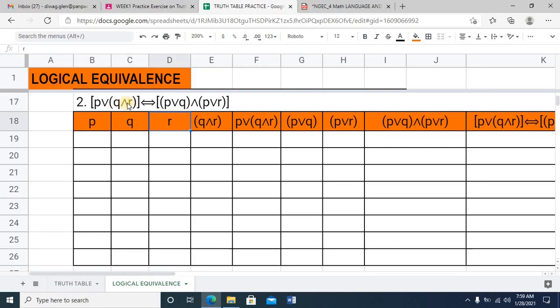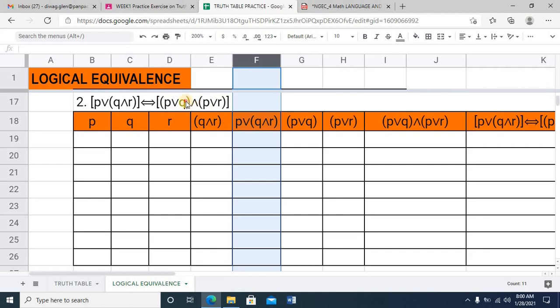Then after that, we start with the left side of the equation. We start with the simplest form, the quantity P and R. So this would be the column. Then followed by the combination of P or the quantity Q and R. So this would be that column. As you notice, this is now the left side of this equation. This column here is the left side of the equation or the statement.